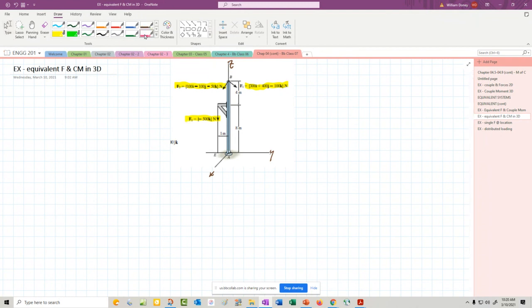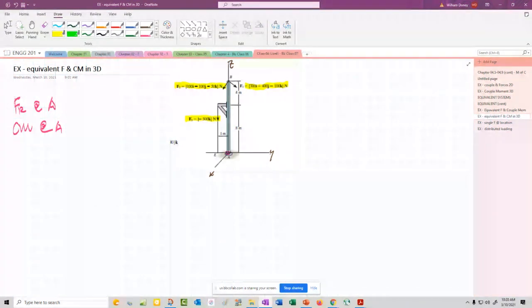We are told in the problem to find the resultant force at A and the couple moment at A. So A is basically the origin. It's more of not find that equivalent force and couple moment, but replace the system of these three forces with an equivalent resultant force and couple moment. Now, don't complicate these problems. Don't make them harder than they need to be.